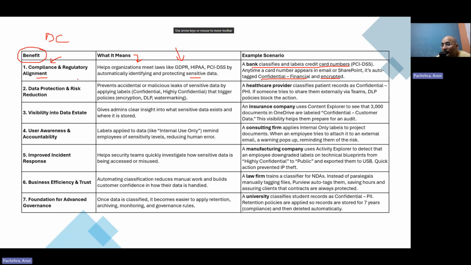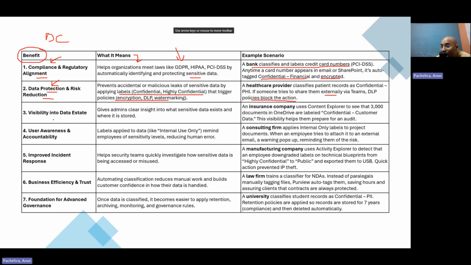The second way is data protection and risk reduction. It prevents accidental or malicious leaks of sensitive data by applying labels that trigger policies, encryption, DLP, and watermarking. So it is helping us in data protection and risk reduction. Here is a simple example: a healthcare provider, which means there is a compliance requirement, PHI. The healthcare provider classifies the patient record as confidential PHI. If someone tries to share it externally through Teams, DLP blocks the action. So it is doing data protection.